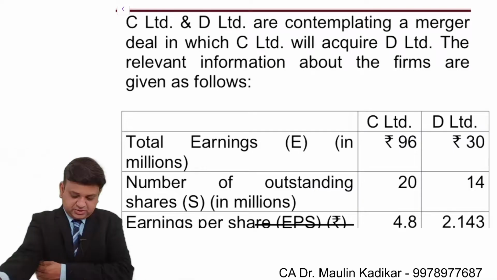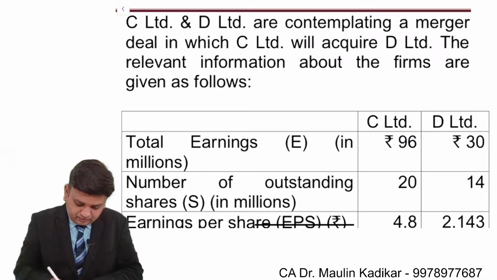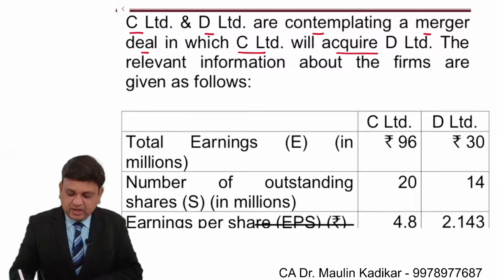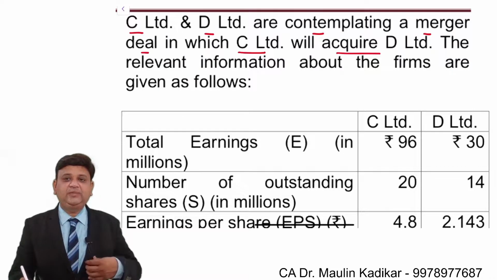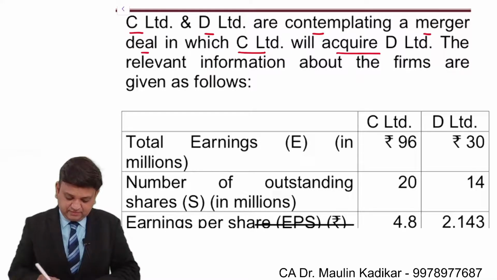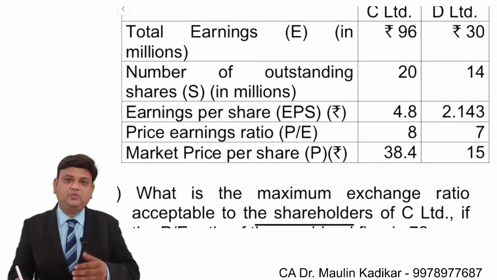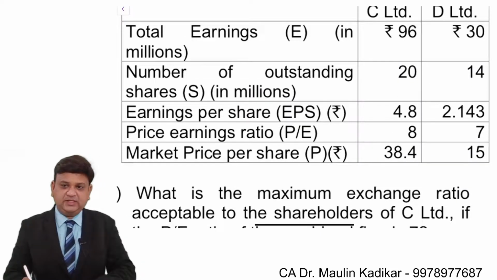Let us see the next question. C Limited and D Limited are contemplating a merger deal in which C Limited will acquire D Limited. So C Limited is the acquiring company and D Limited is the target company. The relevant information about the firms is given as follows. So the information is provided to us with respect to both the companies before merger like this.